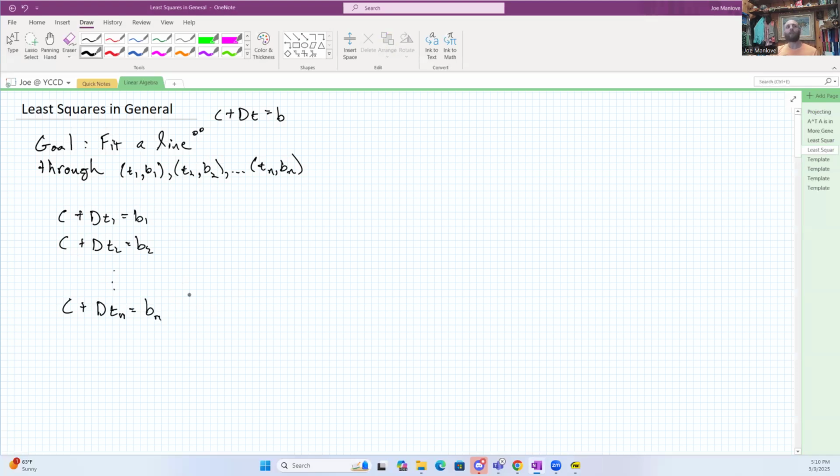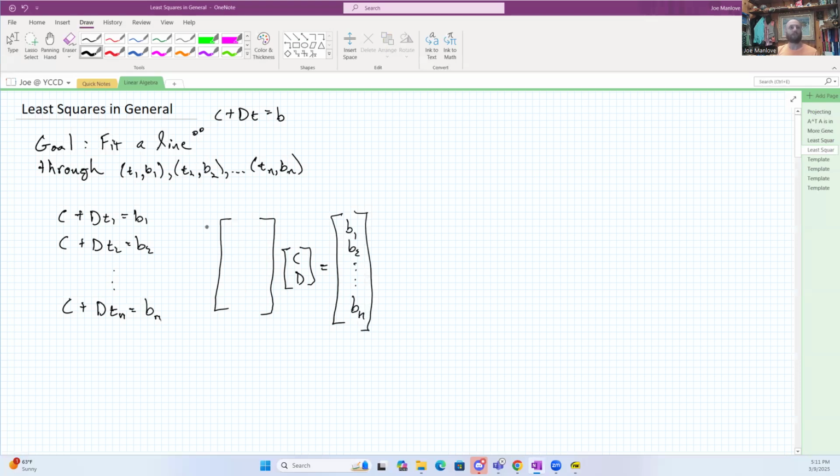Now, I'm going to take this and convert it into a matrix equation again. So I'm going to get a matrix equation that's going to look like this. I'm going to have some big matrix times a vector C, D is going to equal another vector over here with my b's in it. So that's going to be B1, B2, on down to Bn there.